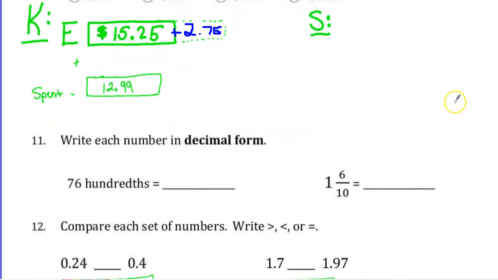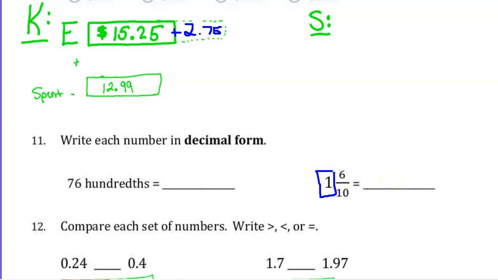Number 11. Write 76 hundredths as a decimal, and take 1 6/10 and write it as a decimal as well. Helpful hint, the 1 is a whole number.